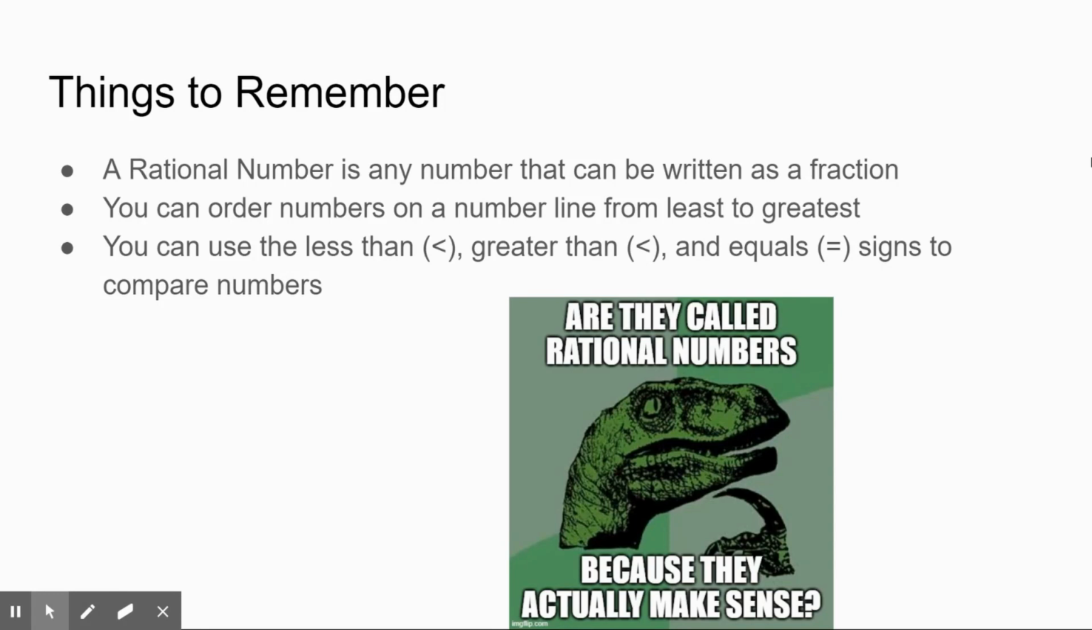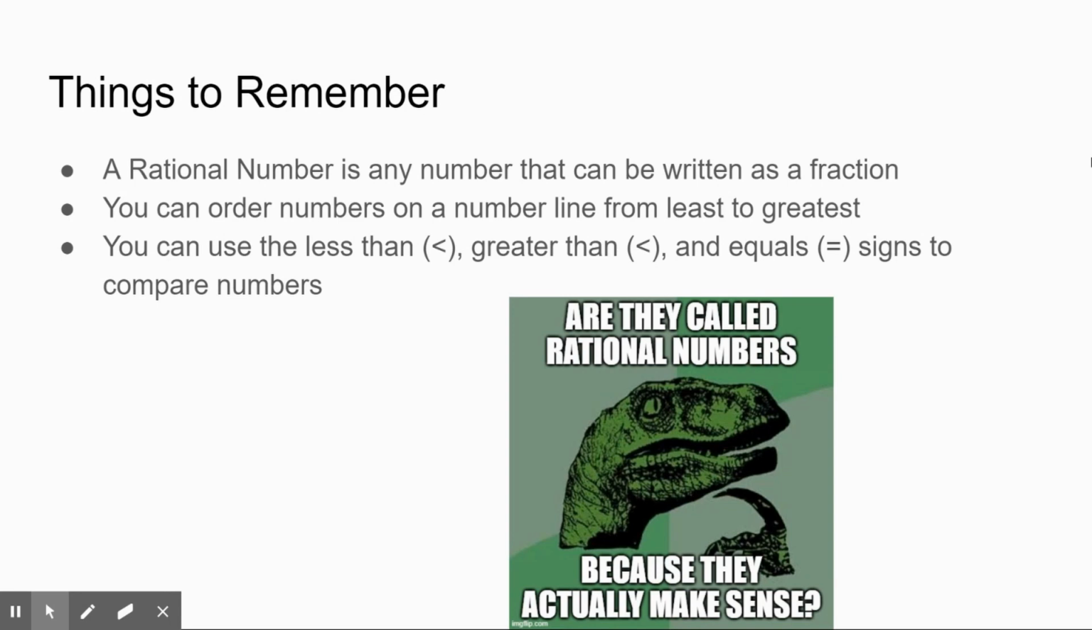So, things to remember. They're basically the same things to remember. In fact, this is literally the same slide as from the 2.2 video. Remember that a rational number is any number that can be written as a fraction. In both of the examples we looked at, they were both whole numbers. Remember that they could be fractions, they could be decimals, as long as they repeat or come to an end. They could be positive, they could be negative, it doesn't matter.